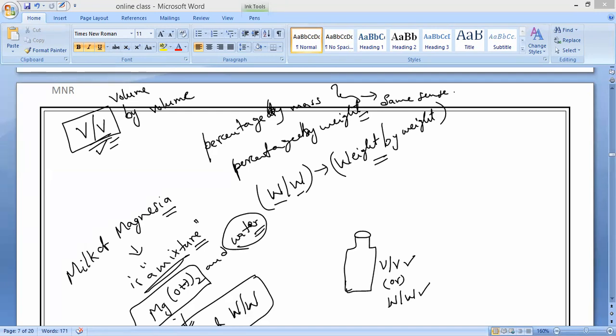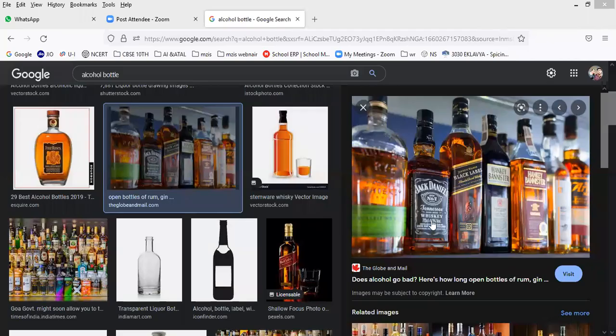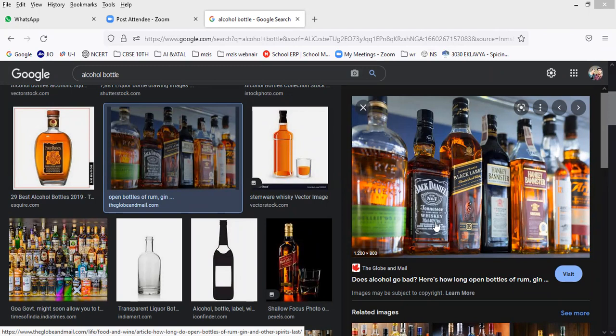I will show you one picture, just for your clarity, so that next time you notice it somewhere. Have you noticed this bottle? See here, what have they written? 40%. 40% what have they written? Volume. Do you notice that?